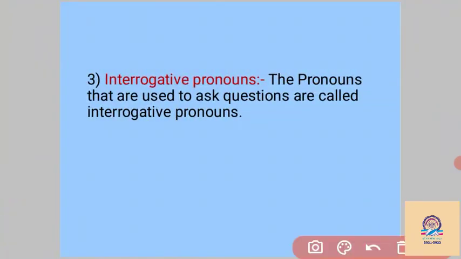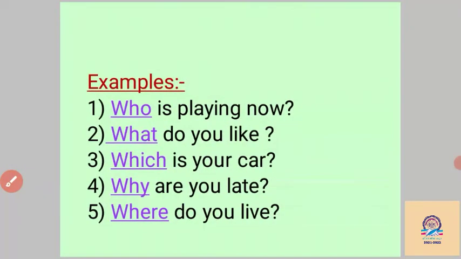Then the third kind is the interrogative pronoun. The pronouns that are used to ask questions are called interrogative pronouns. Once again, the pronouns that are used to ask questions are called interrogative pronouns. We see here, who is playing now? Who is used to ask a question, showing the interrogative pronoun.